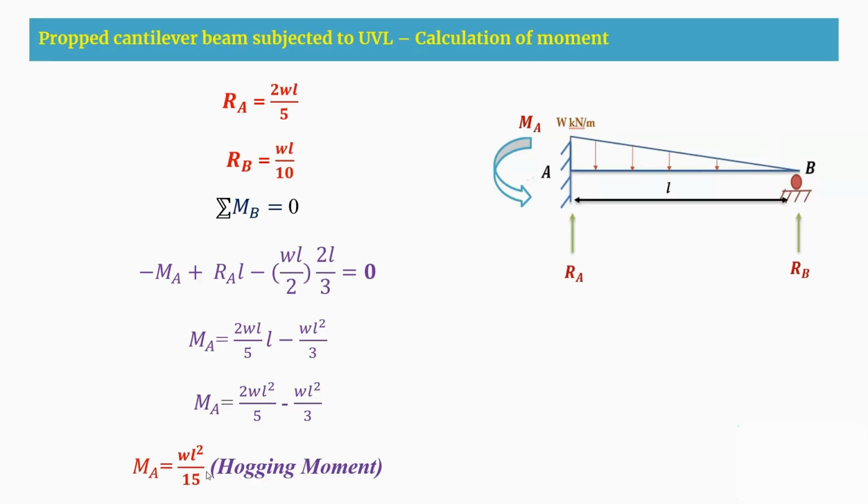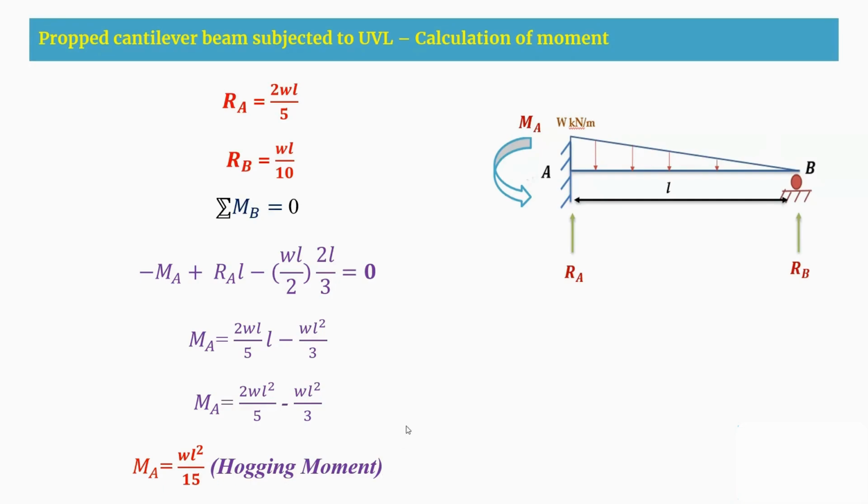So we got the positive value. That means whatever sign convention we are considering for MA is correct. This sign convention is nothing but a hogging moment. So the direction we are considering is like this, and we are considering the moment as a positive value only, but the moment here is a hogging moment. So the direction here is important. This is how we are going to find out the moment.